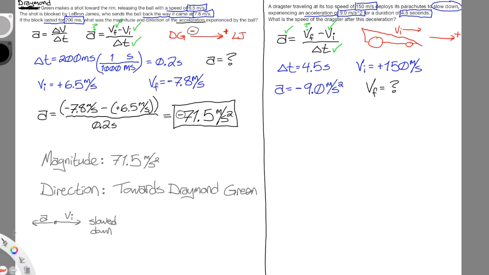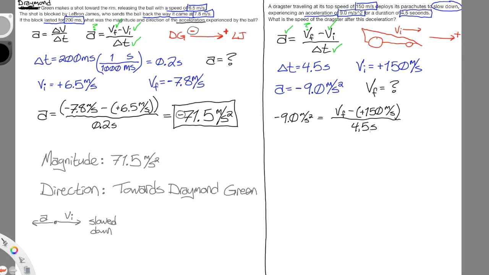Now we can start plugging in. So A is negative 9.0 meters per second squared, equals V final, which we do not know, so just leave it as VF for now, minus V initial, which is positive 150 meters per second, all over our duration of 4.5 seconds.